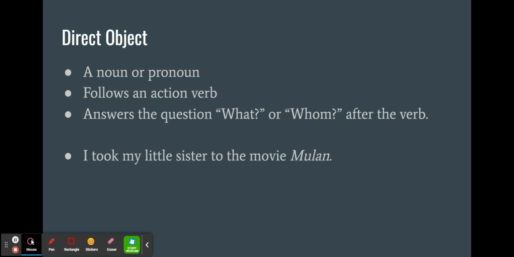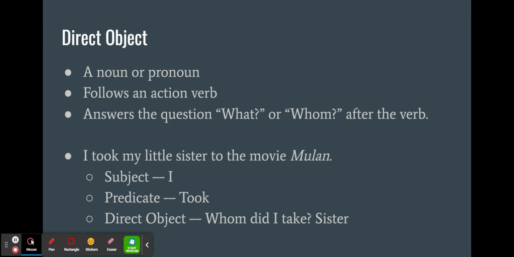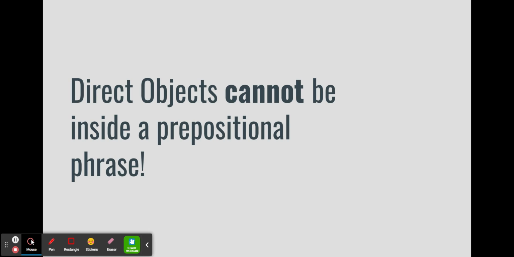So if you say, I took my little sister to the movie Mulan, we have the verb took. If you ask yourself, took whom? You'll get the answer, took sister. Sister is the direct object. I is the subject. Predicate is took, direct object. Whom did I take? My sister. That's how the direct object looks.